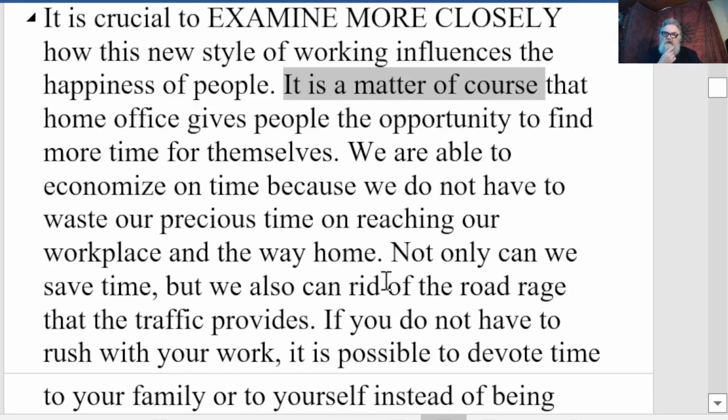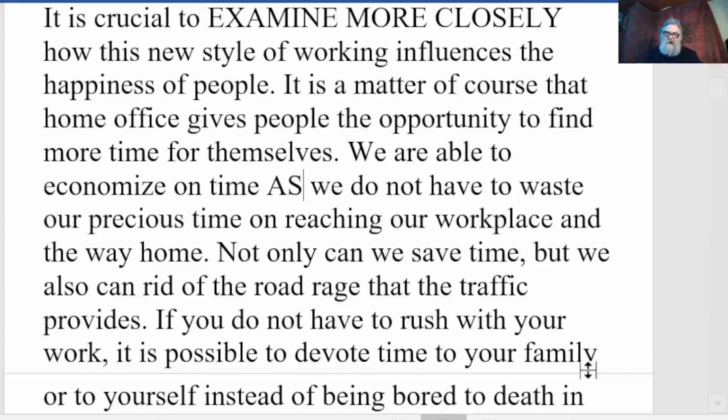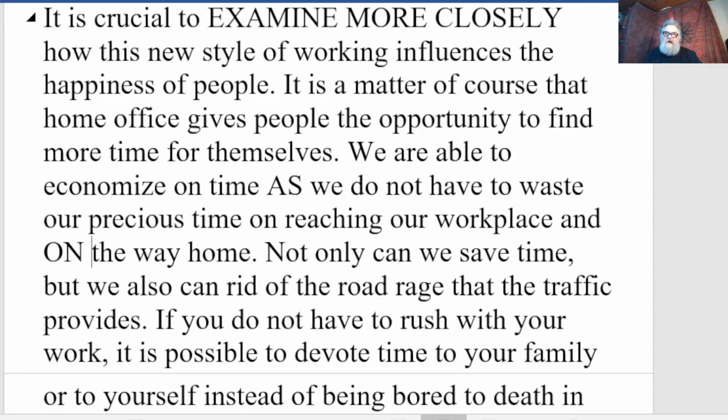We are able to economize on time because, nothing wrong with because, as. I'm just trying to give you more ways, as we do not have to waste our precious time on reaching our workplace and on the way home. We are able to economize on time as we do not have to waste our precious time on reaching our workplace and on the way home.